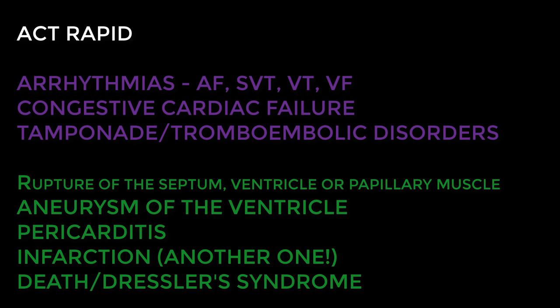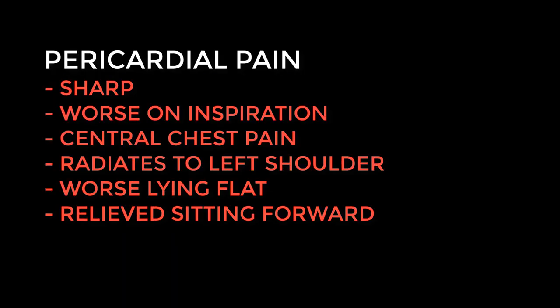Pericardial pain has six main features. It is relieved by sitting forward. It is worse lying flat. It radiates to the shoulder, not the arm. You'll get central chest pain, and it's worse on inspiration, and it is sharp. So let's go over those again.